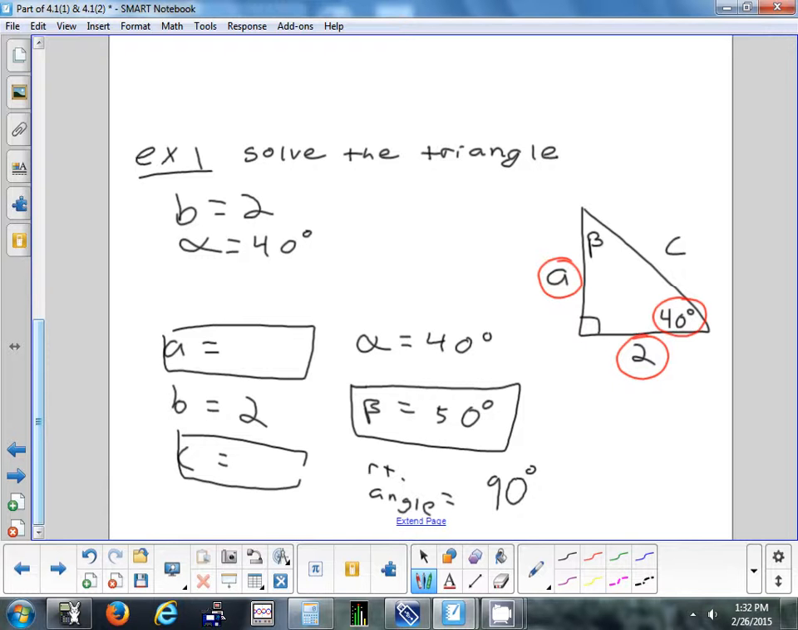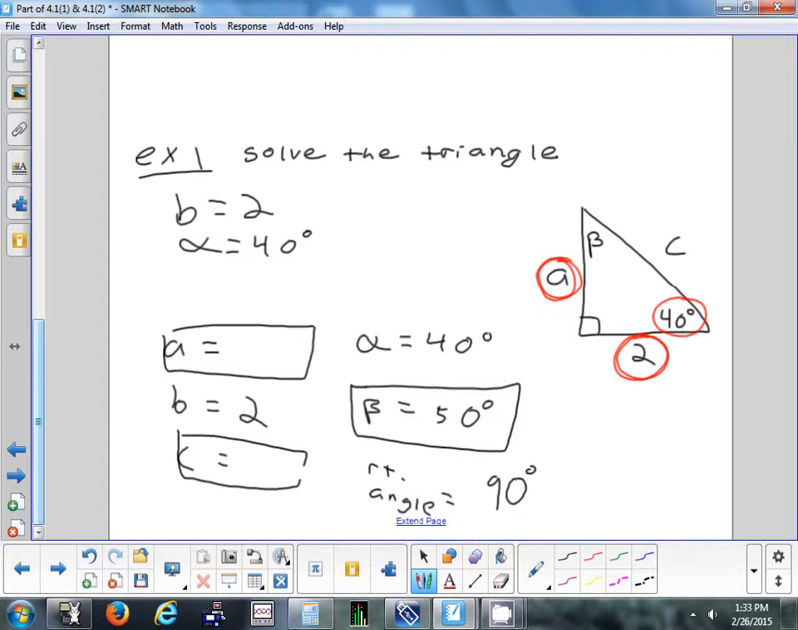Okay, so now our next part. You have to choose between three trig functions: either sine, cosine, or tangent. Those are your only three choices. And to figure out which one you pick, we're going to look at the two sides we're working with and figure out their names. Are they opposite, adjacent, or hypotenuse? Start with the A.